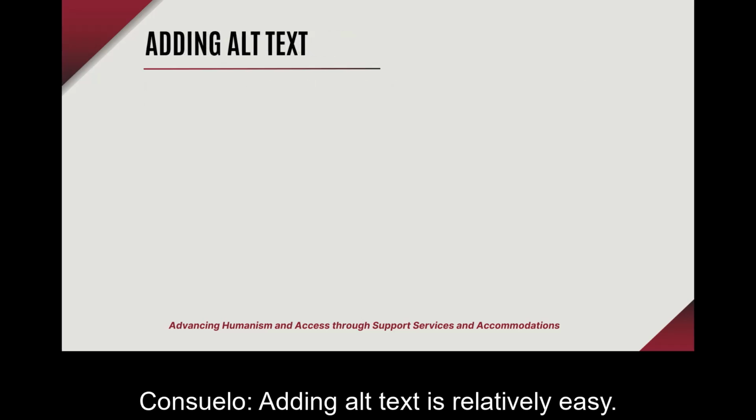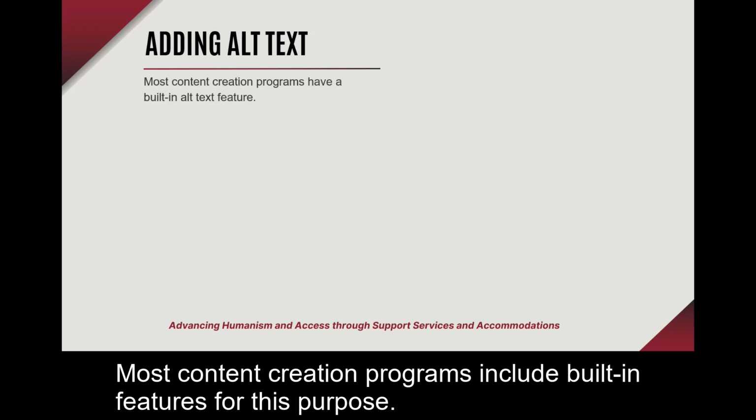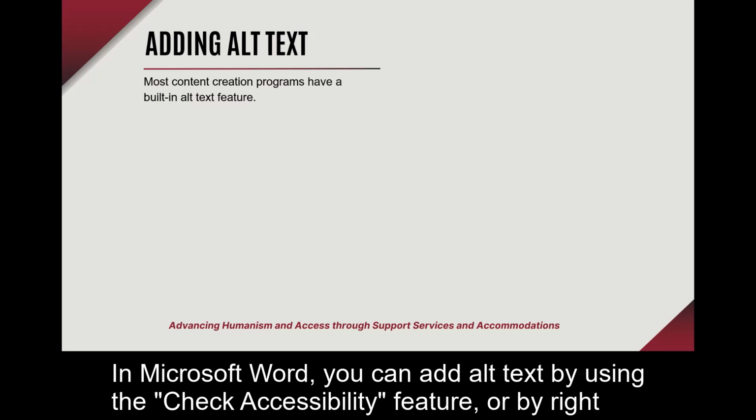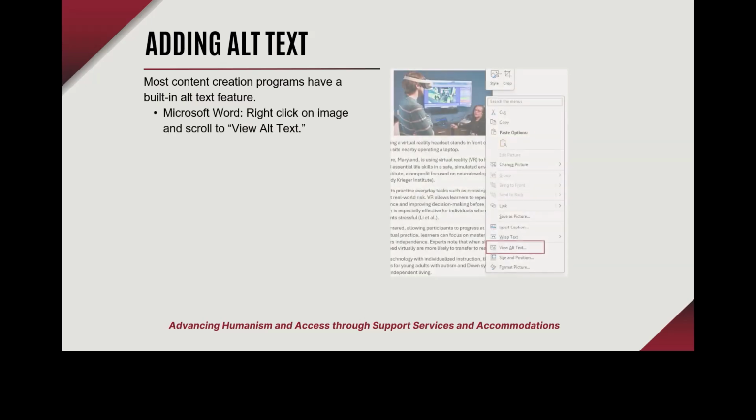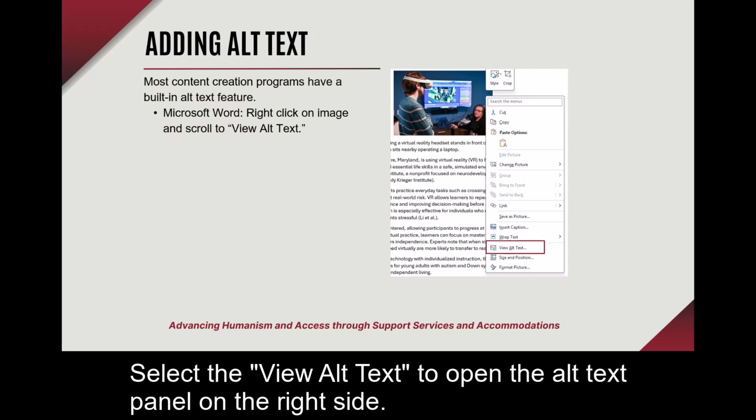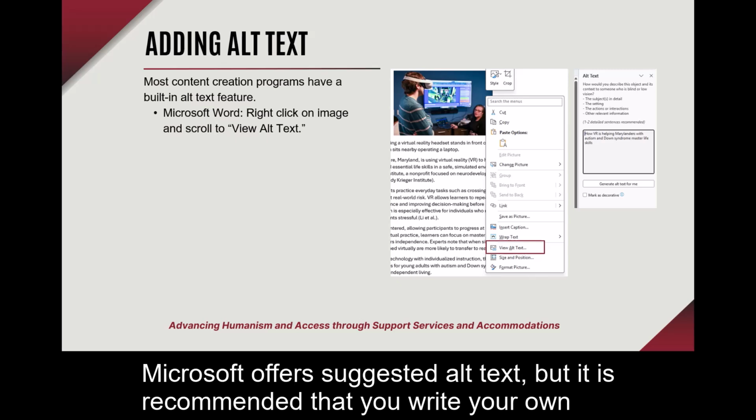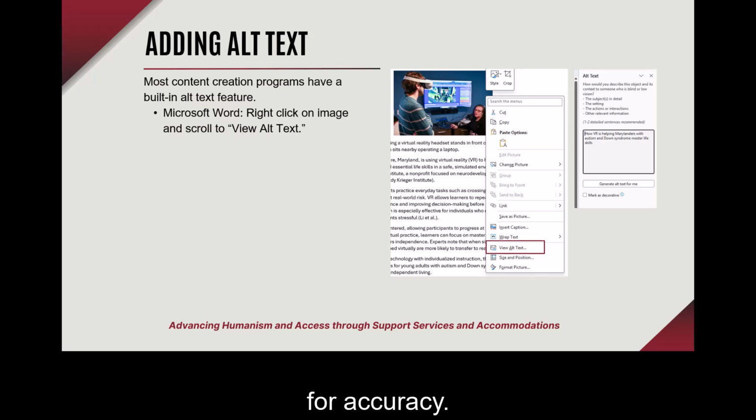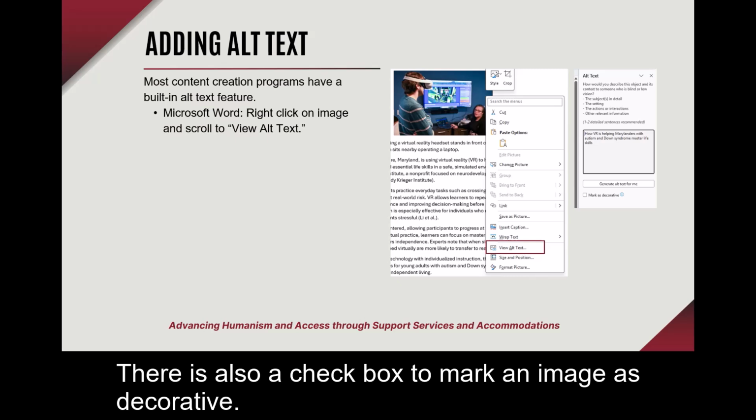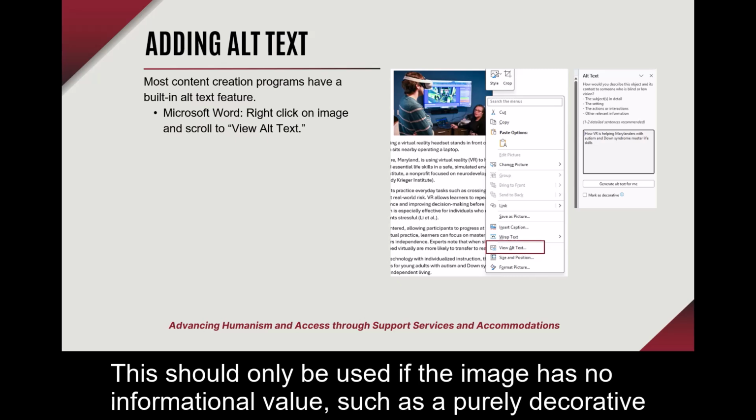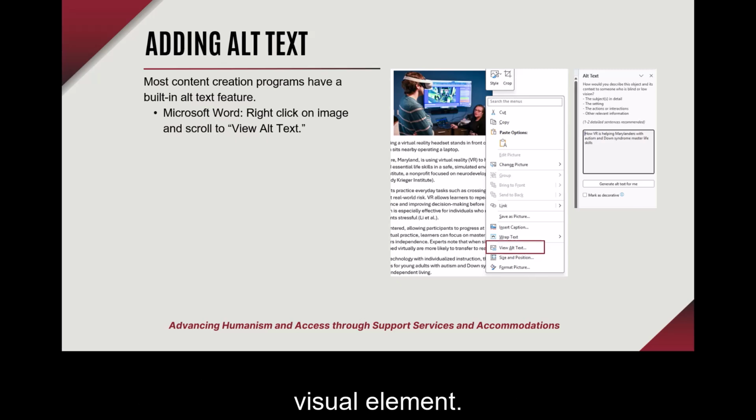Adding alt text is relatively easy. Most content creation programs include built-in features for this purpose. In Microsoft Word, you can add alt text by using the Check Accessibility feature or by right-clicking the image. Select View Alt Text to open the alt text panel on the right side. There's a box to add the alt text. Microsoft offers suggested alt text, but it is recommended that you write your own for accuracy. There is also a checkbox to mark an image as decorative. This should only be used if the image has no informational value, such as a purely decorative visual element.